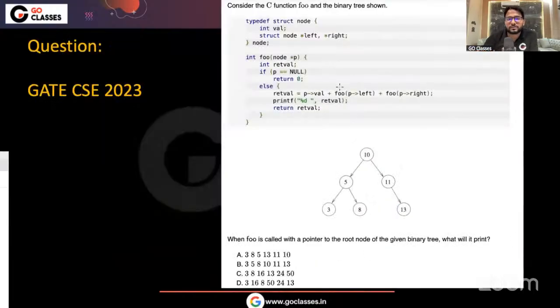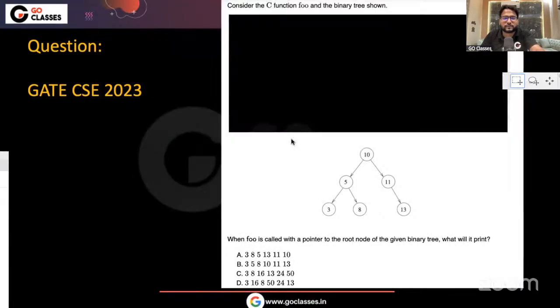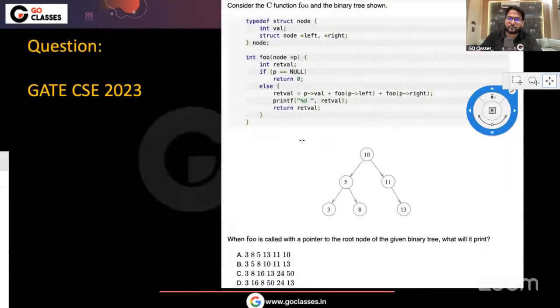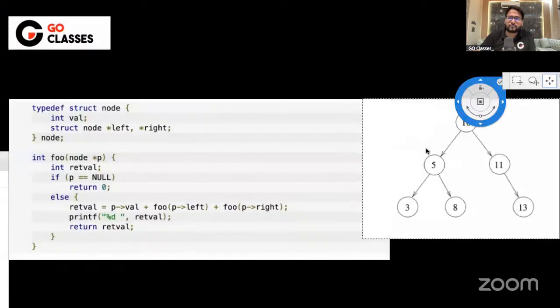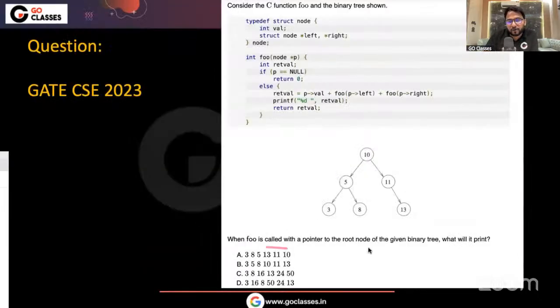Let's see this question, what they're saying. Maybe I can just go to the next page. Okay. So they are saying that if I have this function and if foo is called with the pointer to the root node, then what it will print. Okay, they're asking what it will print.